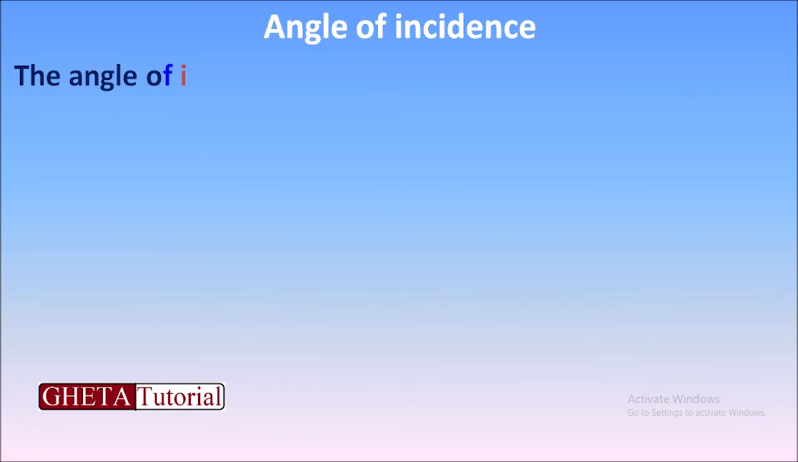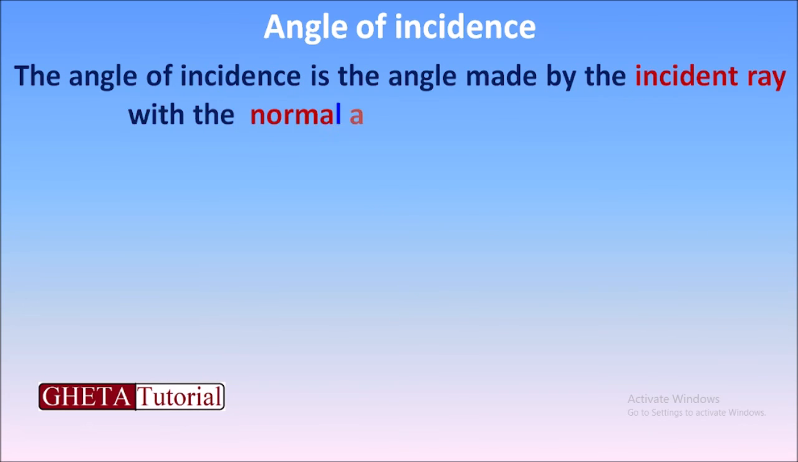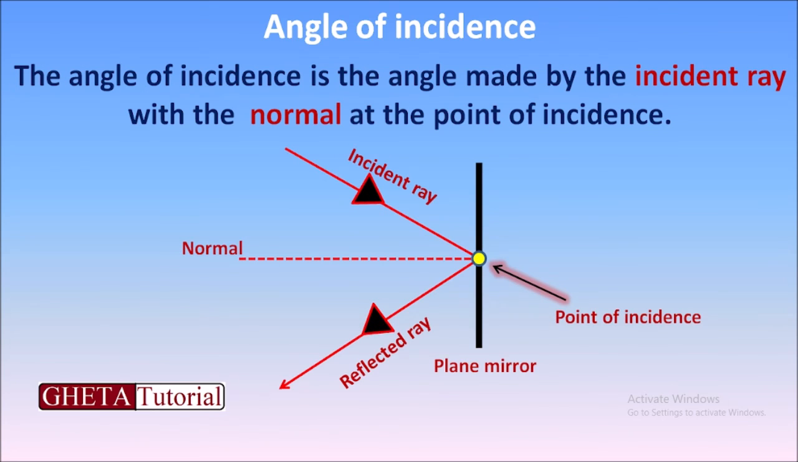What is angle of incidence? The angle of incidence is the angle made by the incident ray with the normal at the point of incidence. From the figure we can see that the angle between the incident ray and the normal is called the angle of incidence. It is denoted by small i.